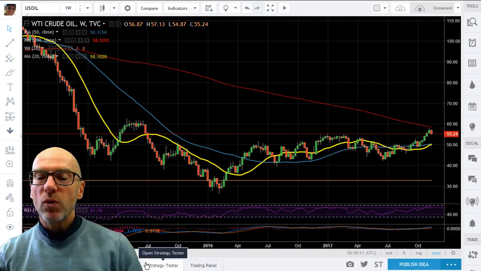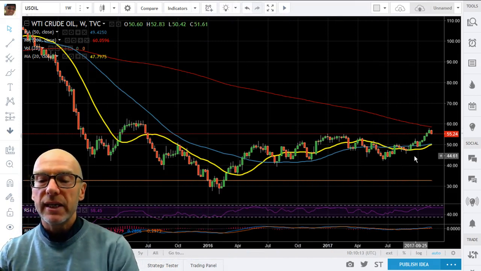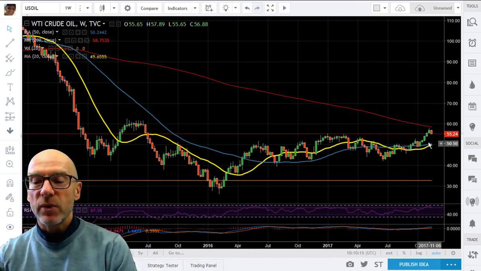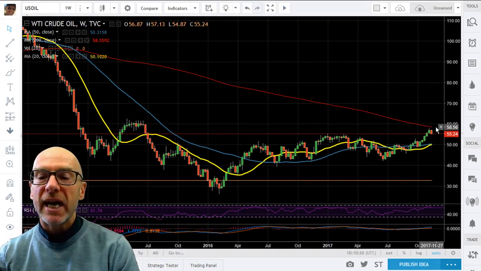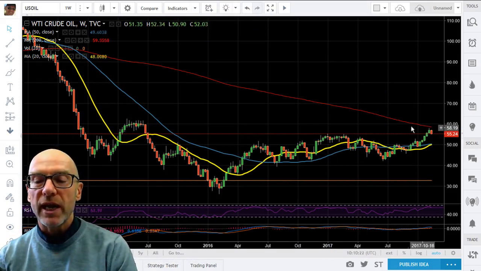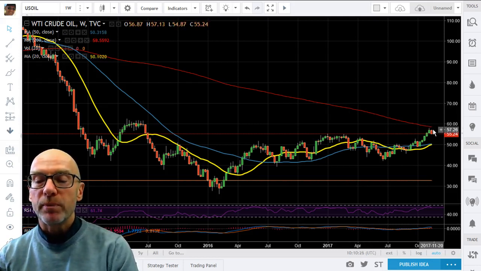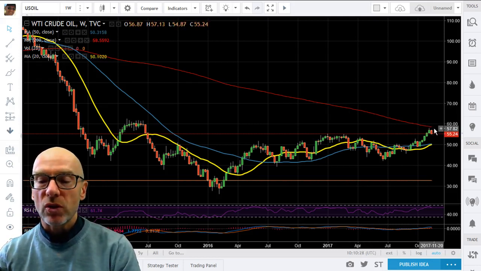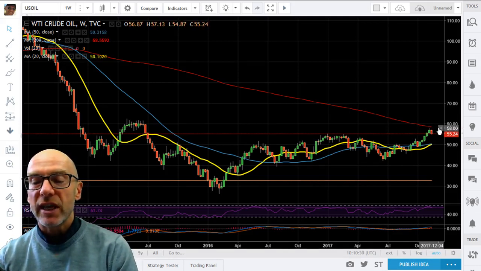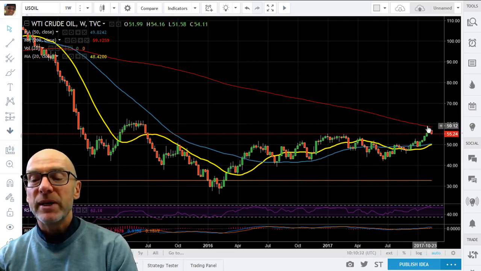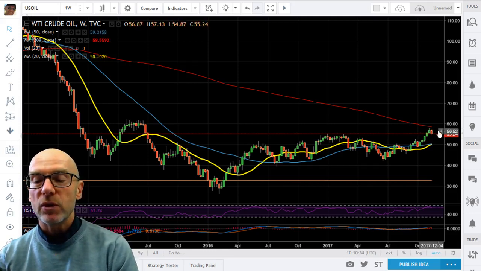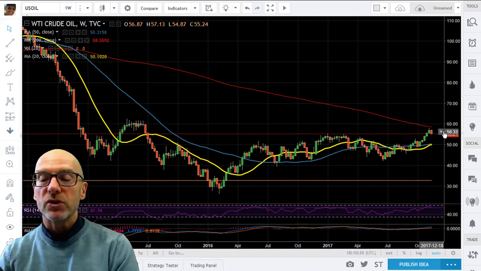So starting with the weekly, you can see on this that we didn't actually hit, but we approached the downtrending 200-week moving average, which is this red line, and we pulled back. Now that's quite natural. That is a resistance level, and it's a medium to long-term negative influence on the crude oil price as it's tracking downwards.